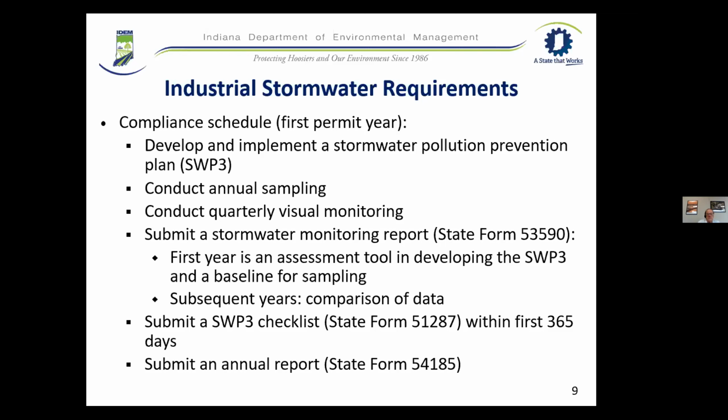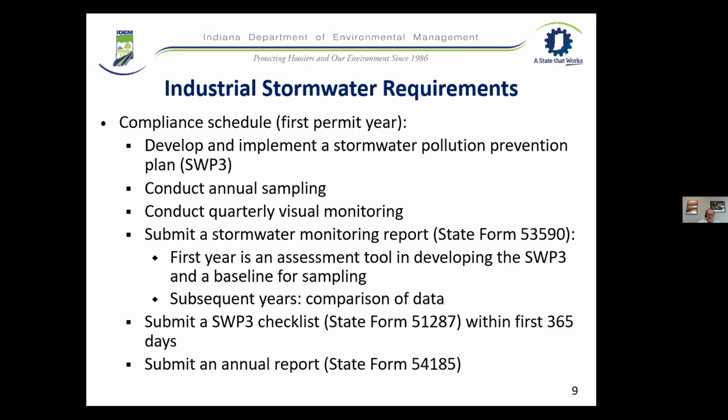When you get your sampling done, you submit a stormwater monitoring report. And as I said, the first year is an assessment tool that helps you in developing your stormwater pollution prevention plan. And it also helps you set up a baseline for future sampling, because one of the things with Rule 6, it's a continuous improvement process. We use benchmarks provided by EPA to measure where you fall as far as your sampling. And I'll talk about those in a little bit, but you're going to compare sampling as you move through your permit cycle. So those numbers you get through your sampling, you're going to try to improve that.